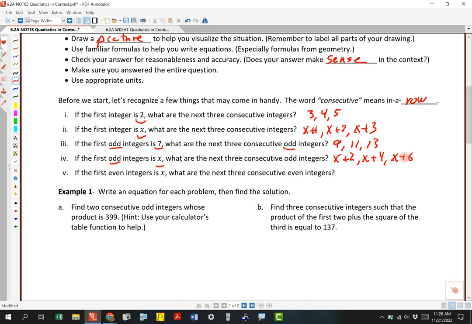Because there are 2, there's an even in between every odd, so we have to jump the even, so we're going to skip by 2's. So if we take a look at the next one, if they're even integers and the first one is x, how would you express the next one?